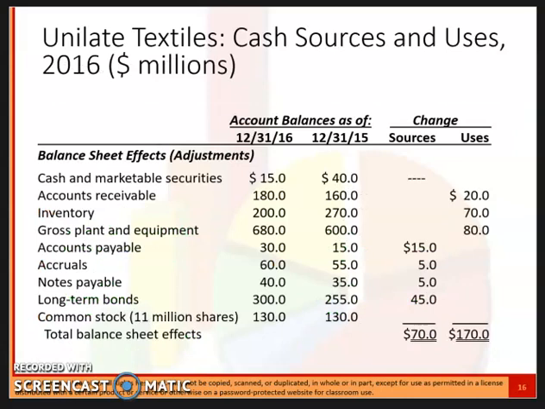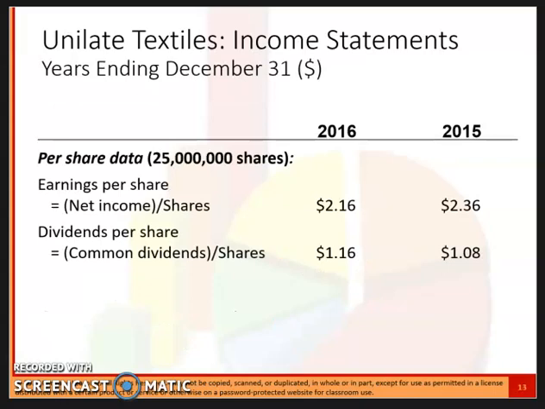So we've got Unilate's sources and uses of cash for December 31st, 2016 and 2015. So cash and marketable securities. We see that cash and marketable securities went down. Accounts receivable went up, so we're owed more. Inventory. That looks like that's backward. Let's go back.